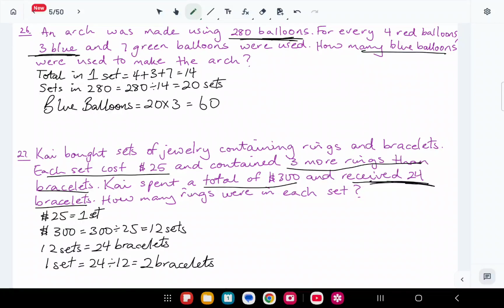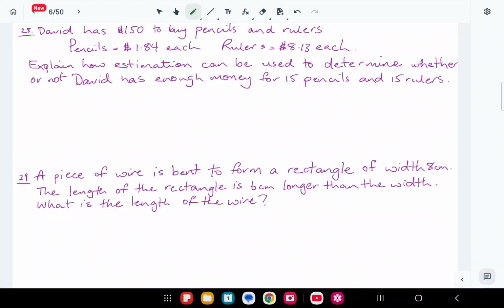Alright, and from the question they said they have 3 more rings than bracelets. So if you have 2 bracelets, we know rings is equal to 3 more. It will be 3 plus 2, which is equal to 5. So it's 5 rings, 3 more than the 2 bracelets. So it's 5 rings we got.